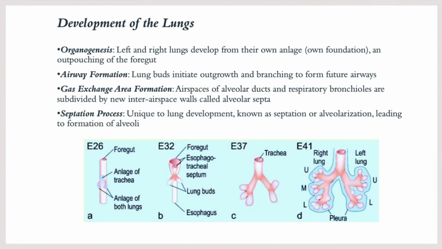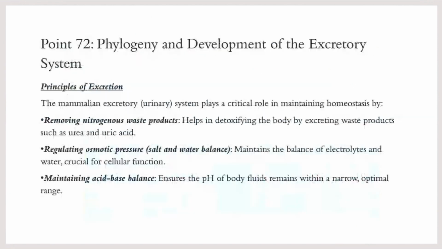Okay, and then these air spaces are then going to be subdivided by the alveolar septi, and this is known as septation or alveolarization. And this is, of course, basically the splitting up between the bronchioles and the alveoli. Okay, these alveoli are important, of course, for gas exchange, and they allow the lungs to efficiently transfer oxygen into the blood and to remove the carbon dioxide from it. And that was the point about respiration.